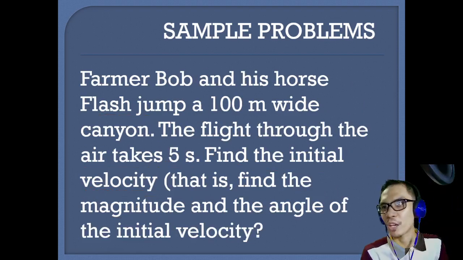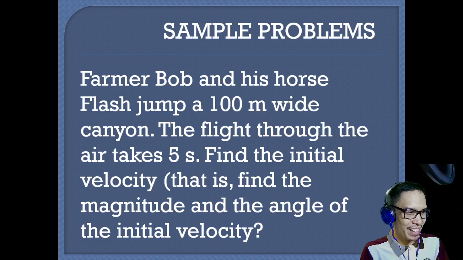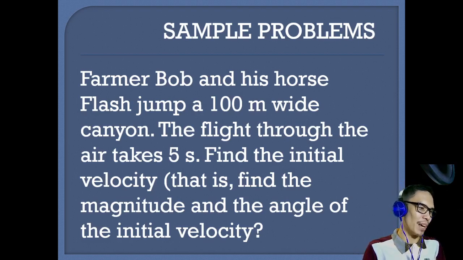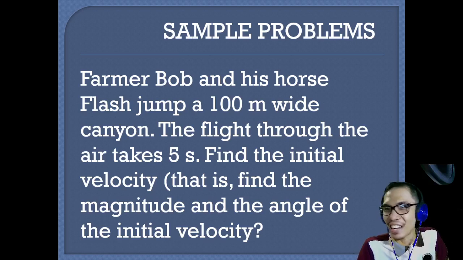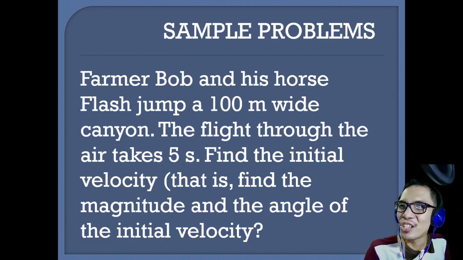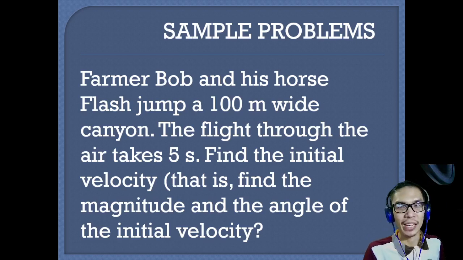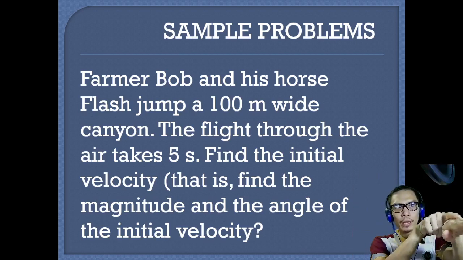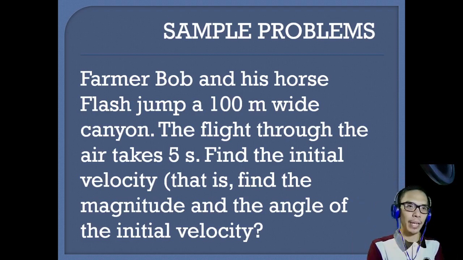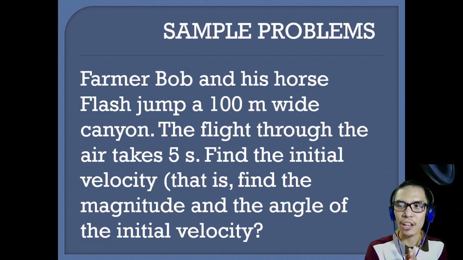Okay. Now, this is a very interesting problem, okay? Because in this problem, the horse will jump from the cliff. Okay, I don't know if this is possible in reality. So the horse will jump off the cliff that is 100 meters wide, and the flight through the air takes only 5 seconds. So the hang time from this point to the other side of the cliff is 5 seconds. Find the magnitude and the angle of the initial velocity.